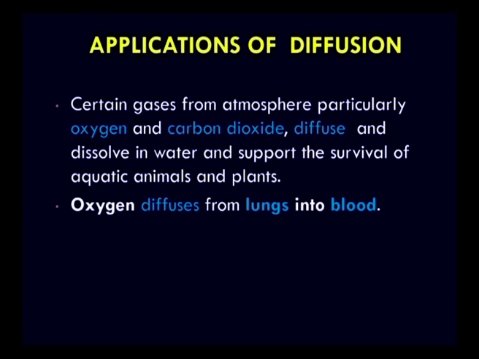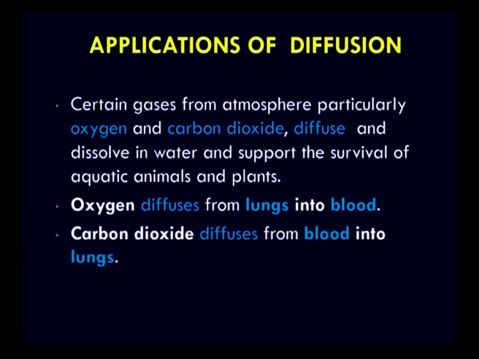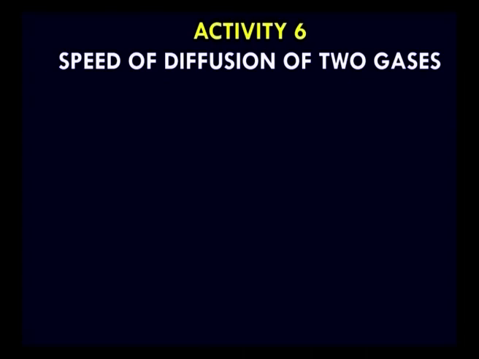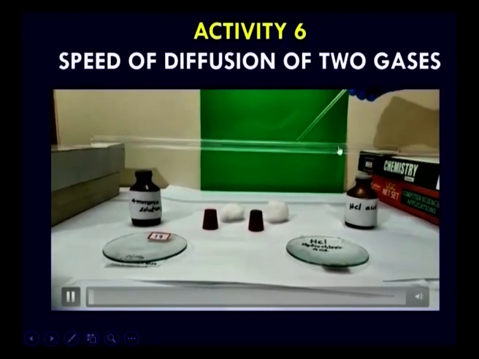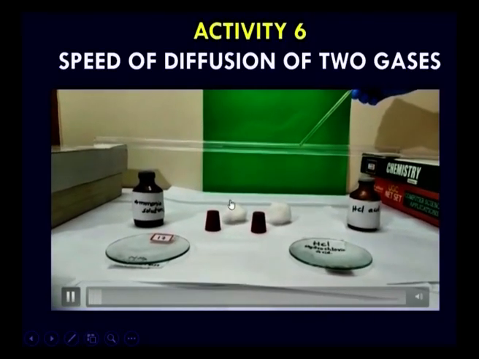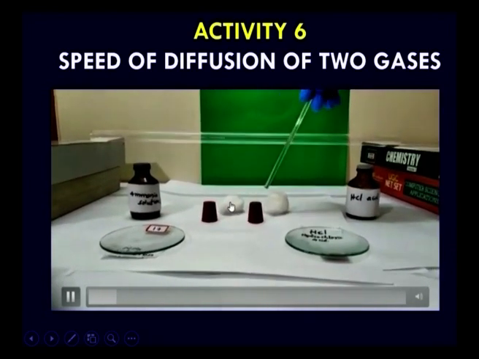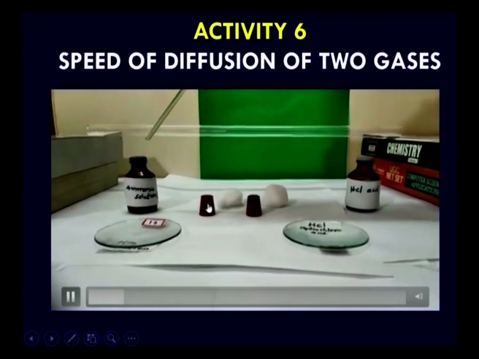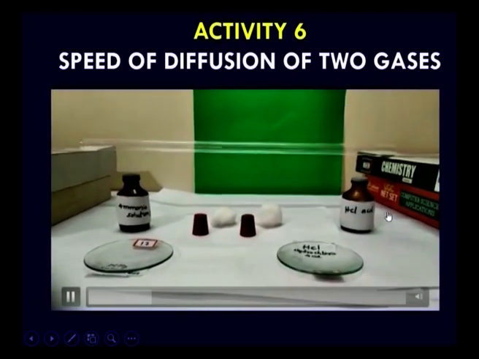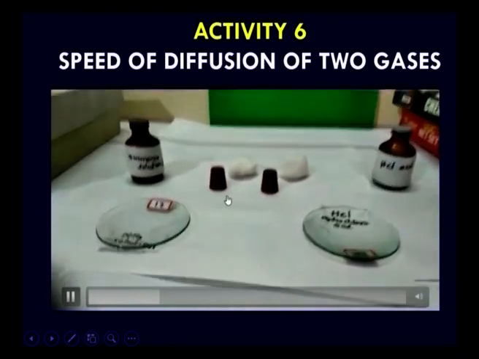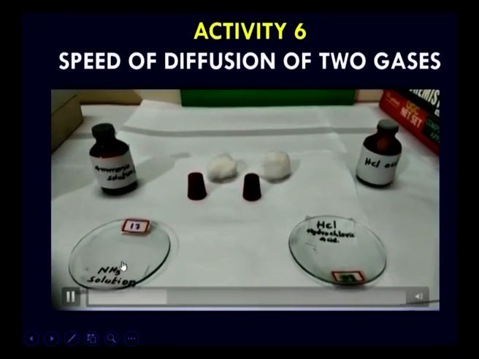During respiration, oxygen diffuses from lungs into blood. Carbon dioxide diffuses from blood into lungs. Children, let us perform an activity to observe the speed of diffusion of two gases. Take a narrow glass tube, 2 rubber corks, ammonia solution, HCl acid, cotton plugs, 2 watch glasses.